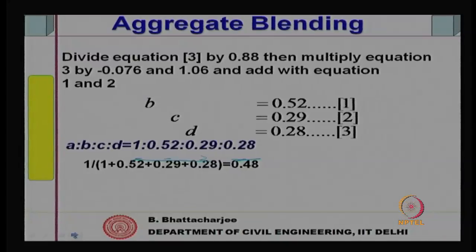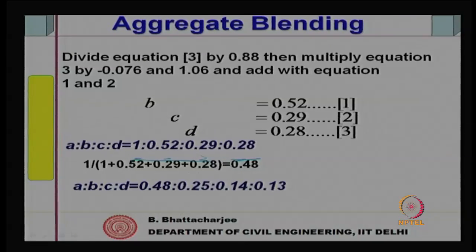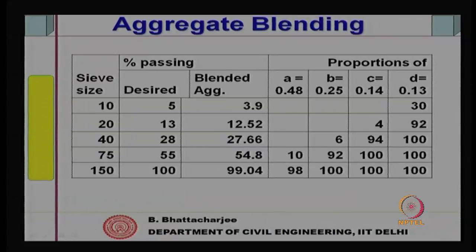So, from this you can actually determine, because now if instead of 1 you want to find out the relative proportion, you will find 0.48 for A, because this was 1 divided by the total. So, 0.48 will be the A, multiplied by 0.52, 25% will be B, 14% multiplied by 0.29 will be C, and multiplied by 0.28 will be almost similar. So, this is the proportions of A, B, C, D, right. So, this is how finally, by solving this equation, I get 150 each one of them.